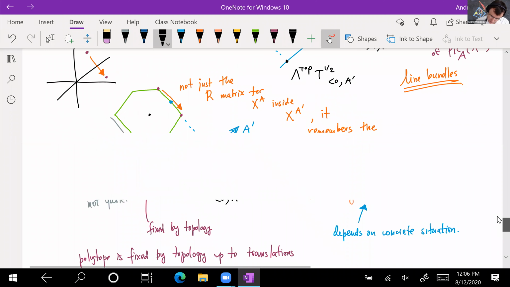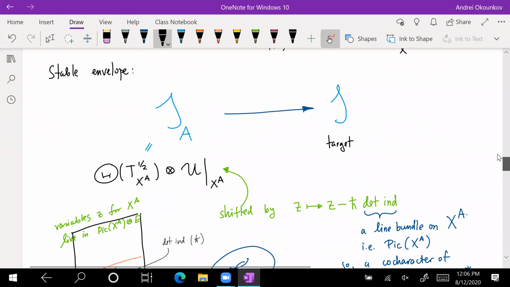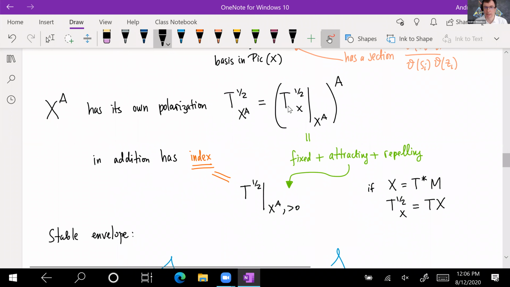So again, let's go back here. We have some polarization of X, and when we restrict it to the fixed locus, we get as the fixed part the induced polarization of the fixed locus, but then we get some attracting and repelling bundle. We can decompose further by characters of the fixed locus. But in general, those are just some line bundles, some vector bundles on the fixed locus. And then if we take a determinant, we're going to get some line bundles. Okay, I see. Thank you.